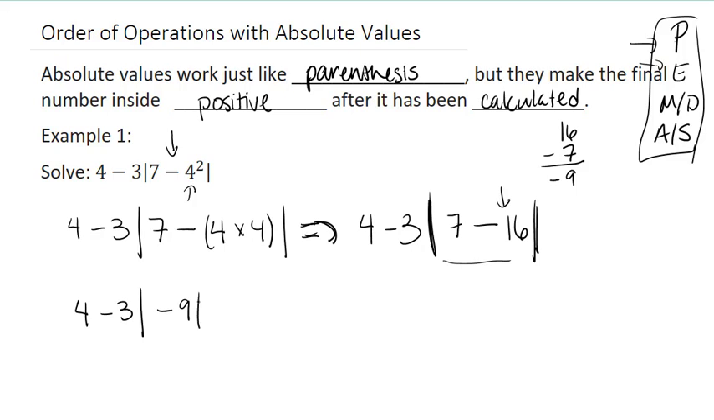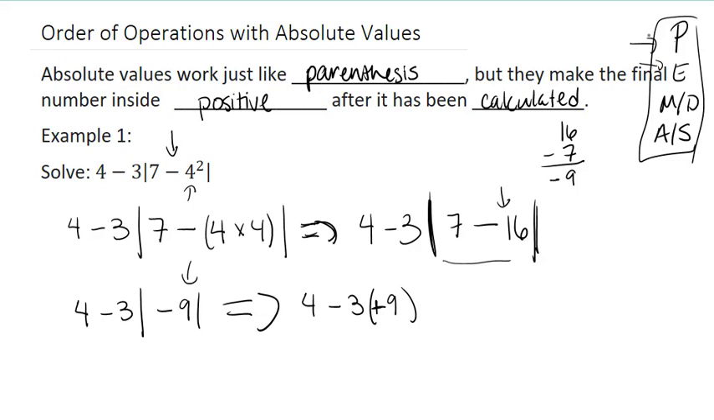Now, anything inside that absolute value becomes positive. So that negative 9 actually becomes positive. So let's rewrite this all. So now we have 4 minus 3, and then we can just write it like that. And let's just really emphasize that it's positive now. So we can just put that in parentheses. So now we have dealt with our parentheses, and then we look to see what's next.